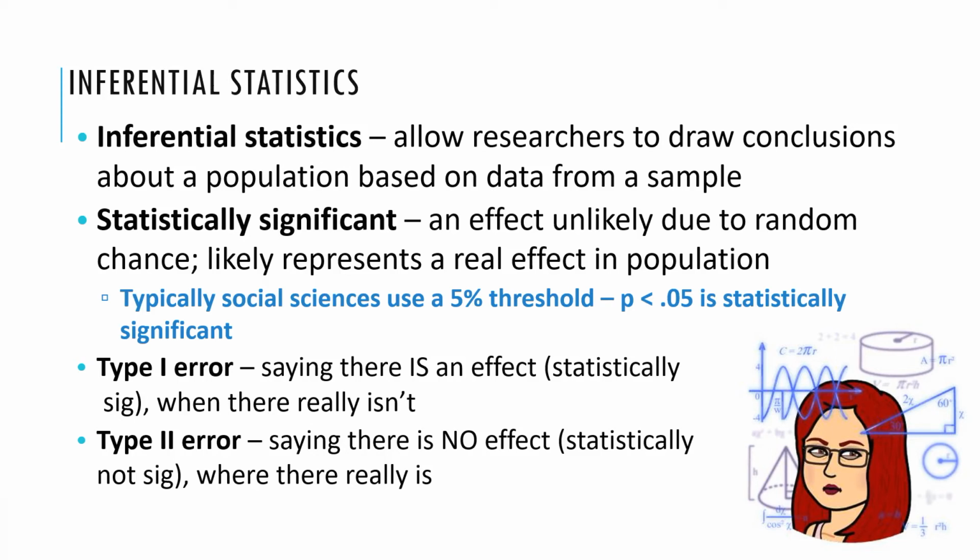Once again, these type 2 errors are more likely to occur when the threshold is set too low. So for example, if we said, okay, 1% is the threshold instead of 5%. Type 2 errors can also occur when the sample is too small.